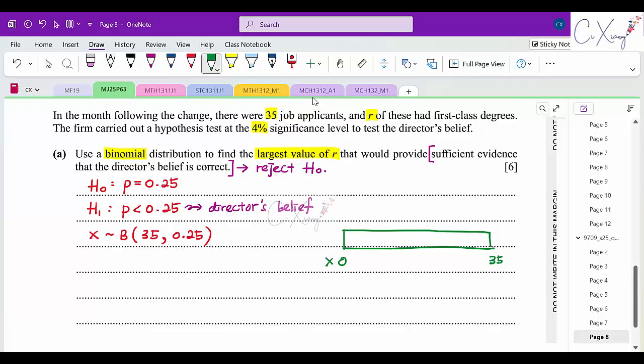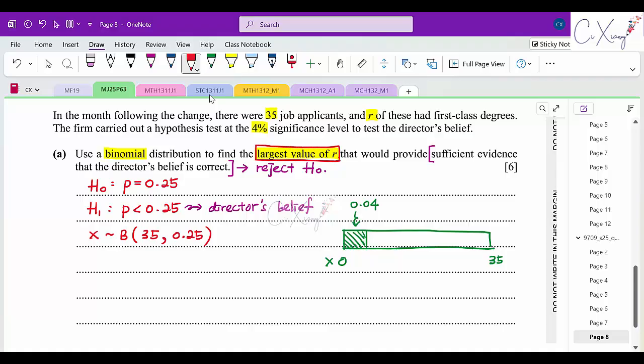Let's say I'm having a binomial distribution from 0 until 35, and my rejection region will be on the left because of "smaller". This is my rejection region. How big is this rejection region? They are talking about the 4%, so the area of the rejection region will be 0.04. To find the value of R, they are asking for the largest value of R to reject the null hypothesis.